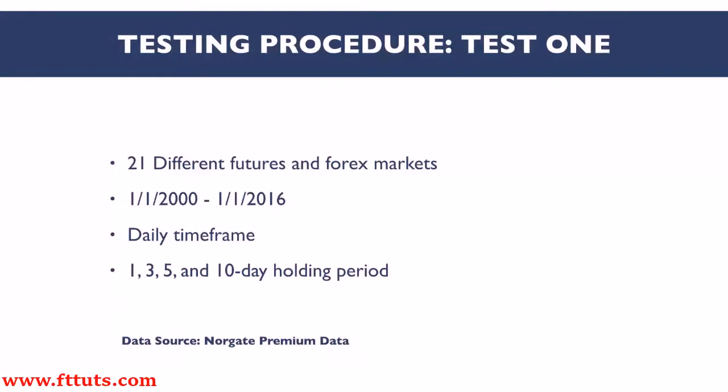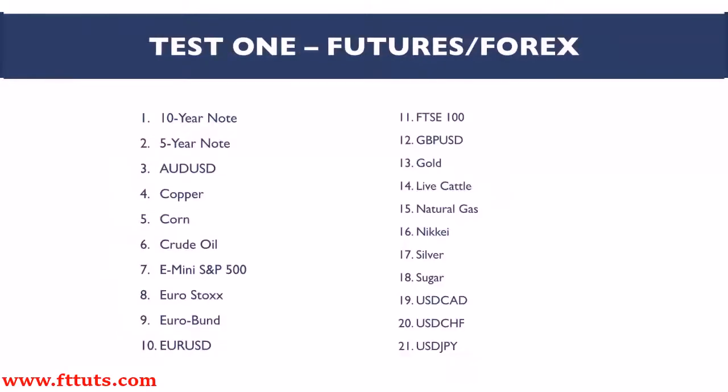The first test will be run on a selection of 21 different futures and forex markets between the 1st of January 2000 and the 1st of January 2016. This test will be run on daily data, and we will be analysing the performance of each pattern based on a holding period of 1, 3, 5 and 10 days. So here you can see a list of the 21 different markets we're going to look at in test 1. We've got a range of stock index futures, commodity futures, bonds and currencies.